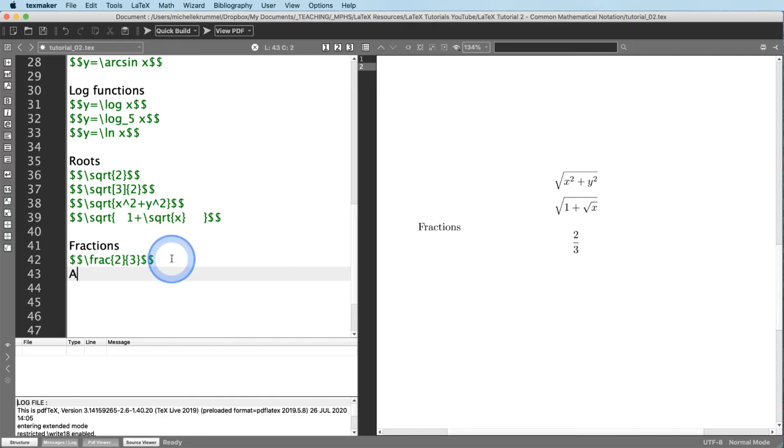So let's just say about, and because I'm typing this in a sentence, I'm not going to use double dollar signs. I'm going to use single dollar signs because I want this to be inline math mode.